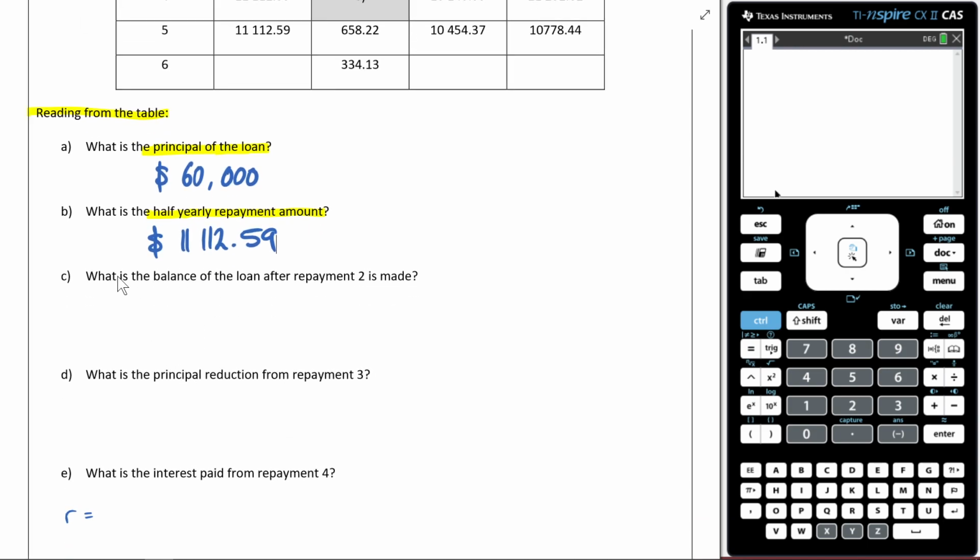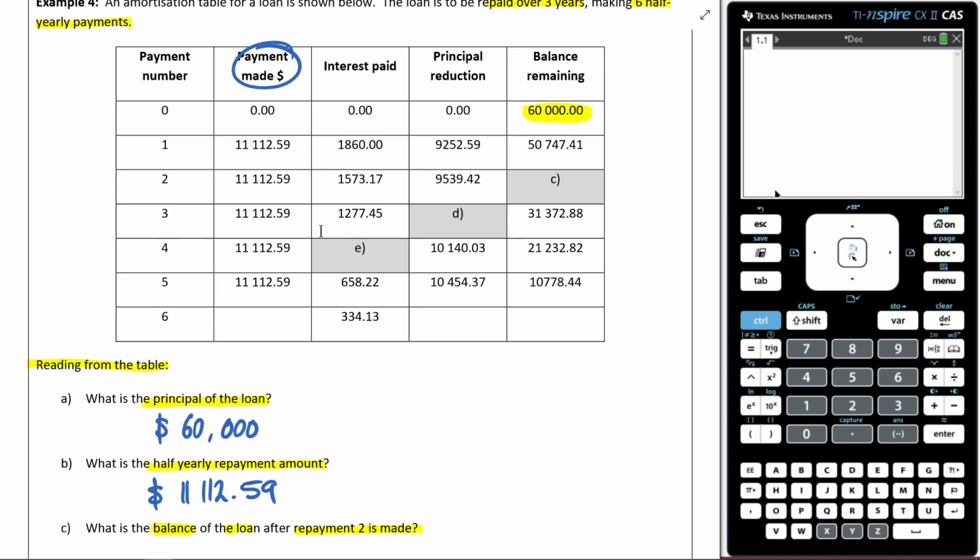It says, let me get the highlighter out. It says, what is the balance of the loan after repayment 2 is made? Okay, so this is after payment 2 is made. How can we figure this out? Well, to figure out the balance of the loan, what I would recommend is simply take the previous balance and subtract away your principal reduction, and that will get you the current balance.